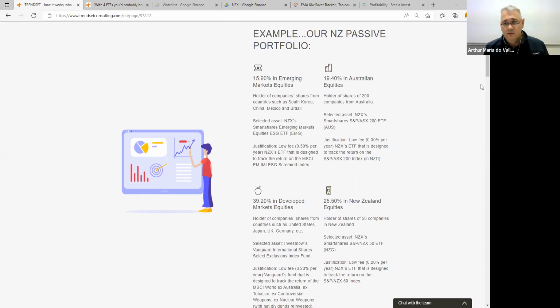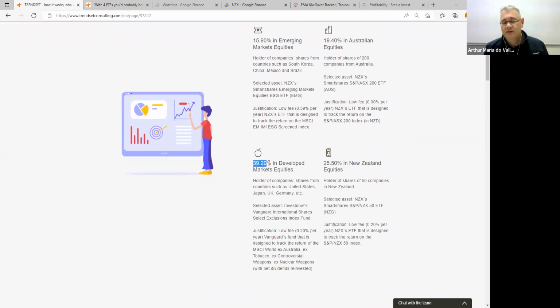So let's start with the highest one. I have 30% of my invested capital in the developed markets ETF, or index fund, with companies from the US, Japan, like the developed countries. The second main position is the local New Zealand market. I have this ETF that buys 50 companies in a single investment, and that represents 25% of my portfolio. Then I have 19% in the ASX 200 with 200 companies from Australia. And finally, I have around 16% of my capital in the emerging market ETFs.